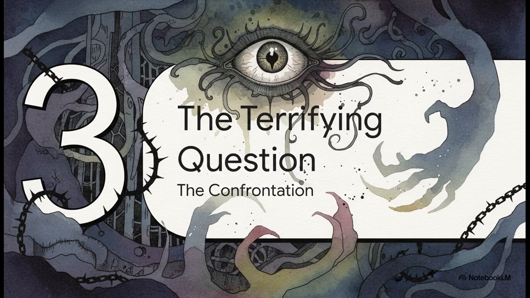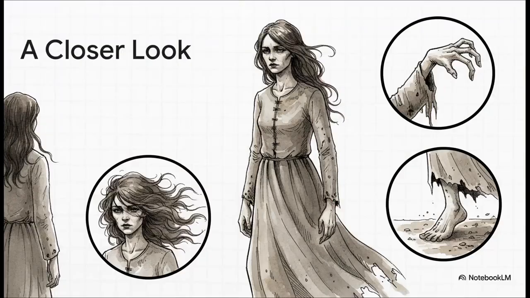Okay, this is it. This is the climax. The dread has been building, layer by layer, and now there's nowhere left to run. Our protagonist is about to come face to face with the source of his terror, and this encounter is so much stranger than just a simple attack. He's walking on that empty street, and he suddenly sees her shadow, and then the woman herself is there, right in front of him.